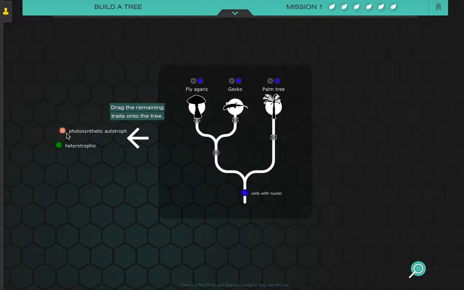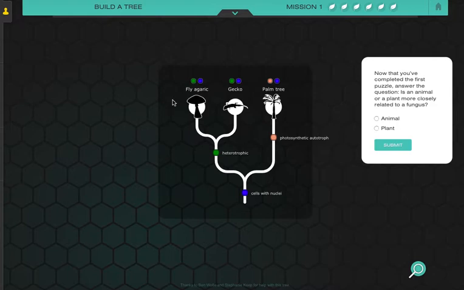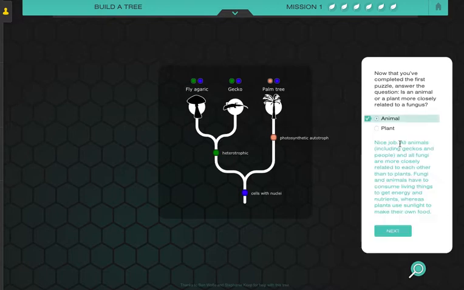Now I'm going to take my traits and place them on here. Photosynthetic autotroph: if I placed it down here, it's going to go to all three, but we know that's not the case. So I need to place it after this divergence to signify that it's only going to the palm tree. But both of these are heterotrophic, so I'm going to place it once again before the divergence to show that it goes to both of these. Now we've completed our first puzzle. Is an animal or plant more closely related to the fungus? We probably would have thought plant first, but as we look at those trait similarities, we realize that it's actually the animal.